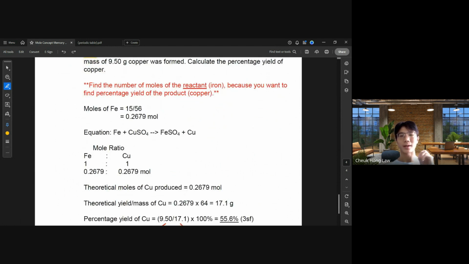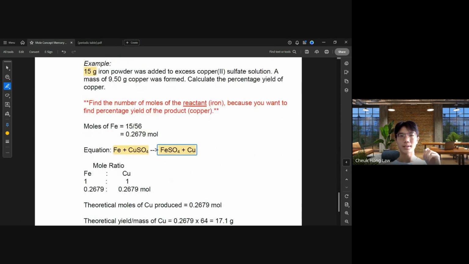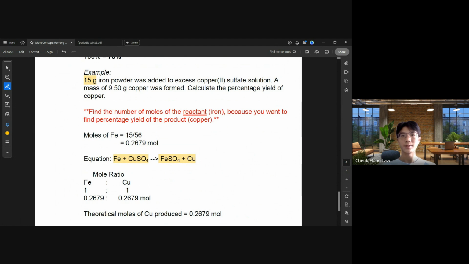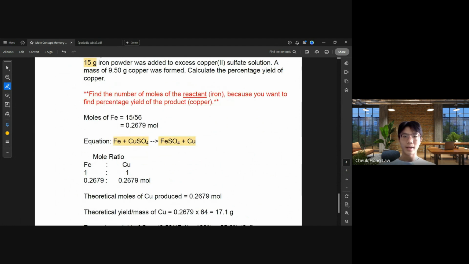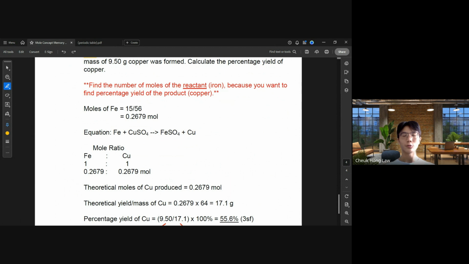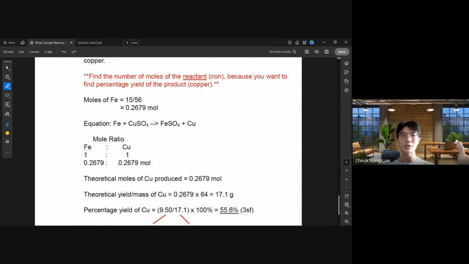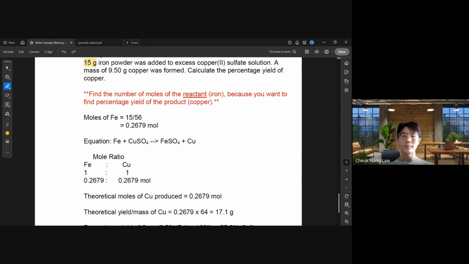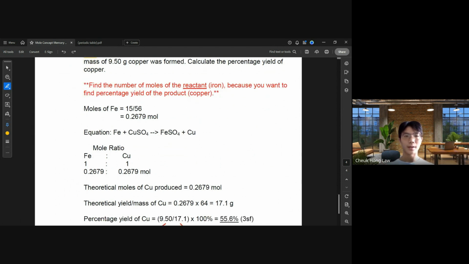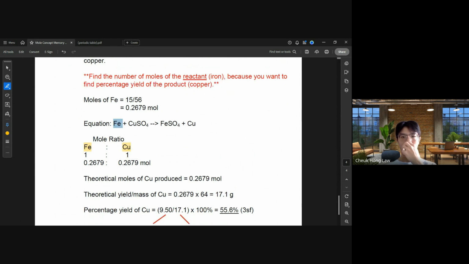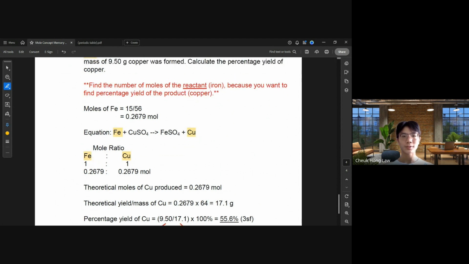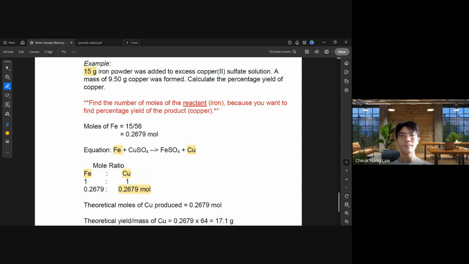Then second step, you write the chemical equation. Iron plus copper 2 sulfate gives you iron 2 sulfate plus copper. This is actually your displacement reaction. Of course, it's balanced already. So I'm going to move on to the third step, which is to compare the mole ratio. Again, I'm going to compare the reactant and the product, so iron and copper. The mole ratio is 1:1. So the theoretical number of moles of copper is 0.2679 moles.